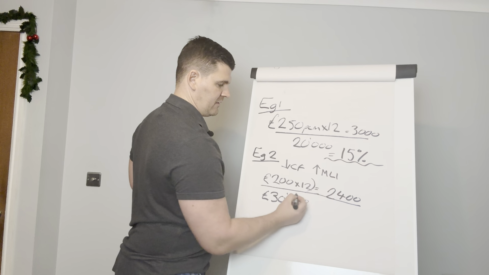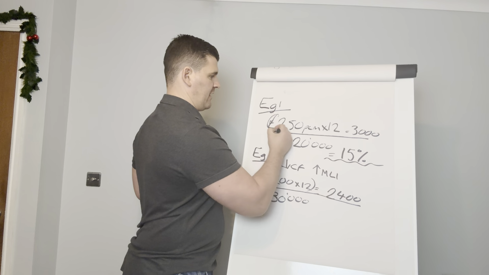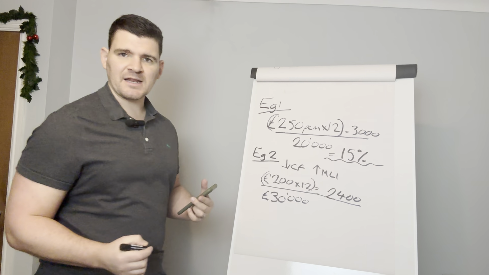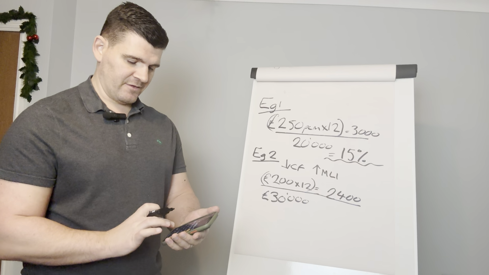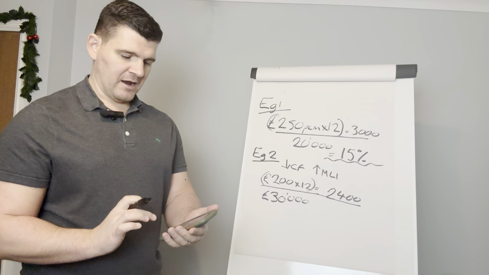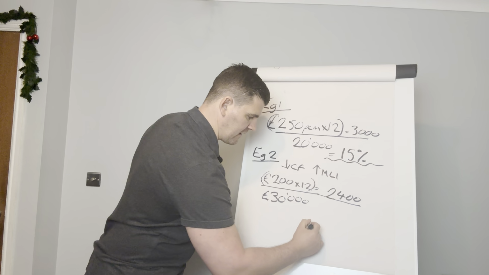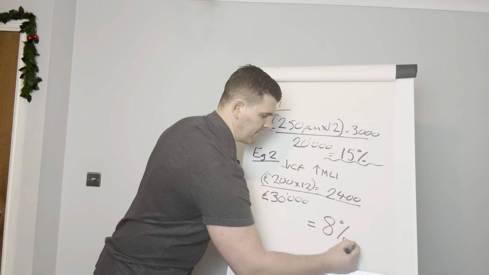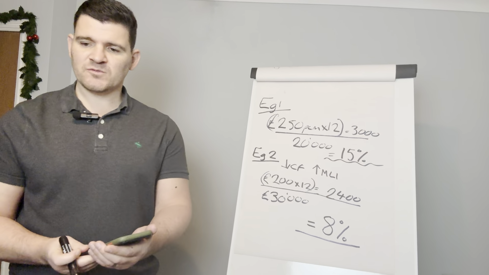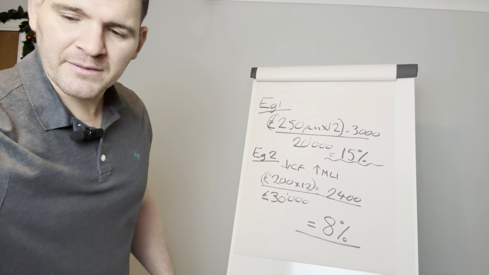I'll do that actually. Apologies to any maths people out there that are saying I shouldn't be presenting it like this, but it's just mainly to give you the idea. Divided by 30,000, and the return on capital employed now is just 8%. So this is what we do on the Black Belt Property Academy.